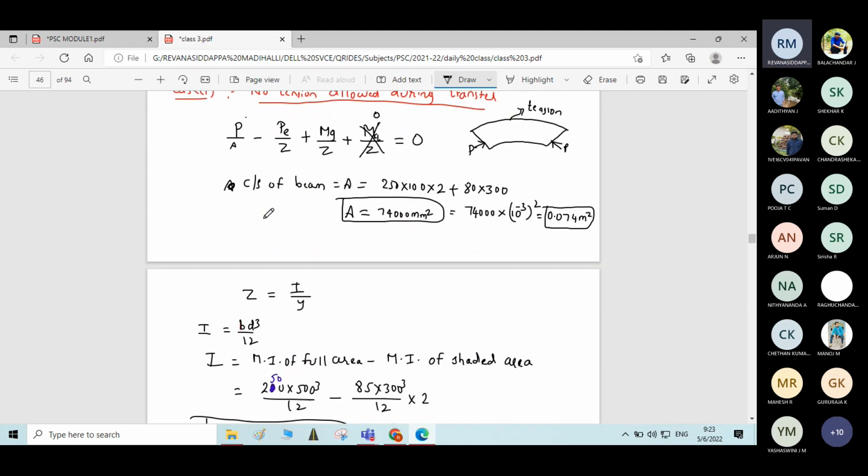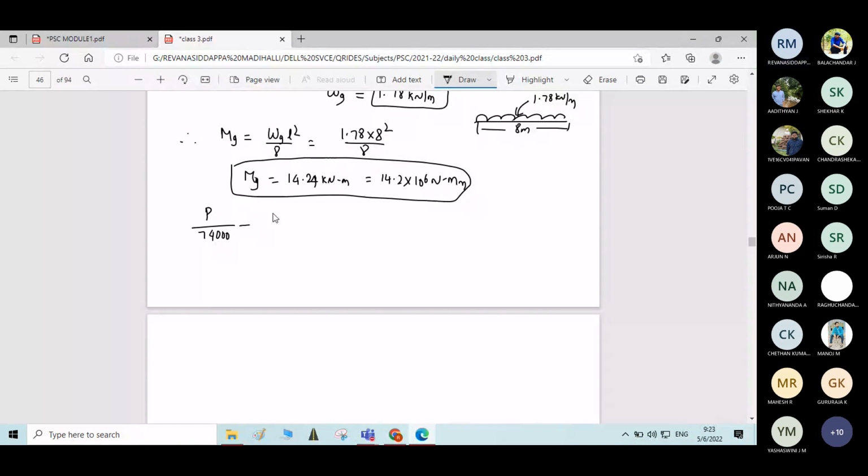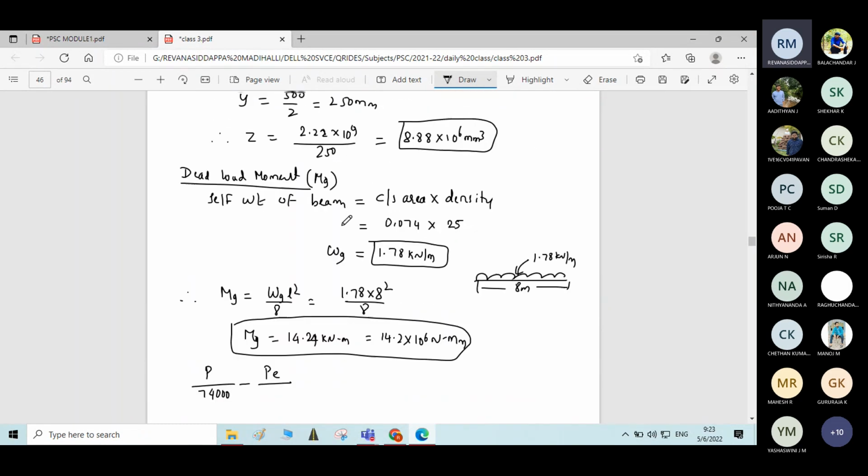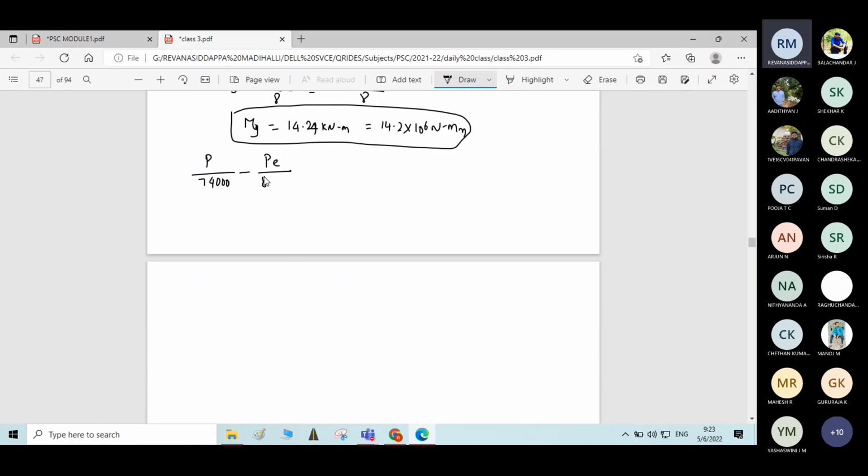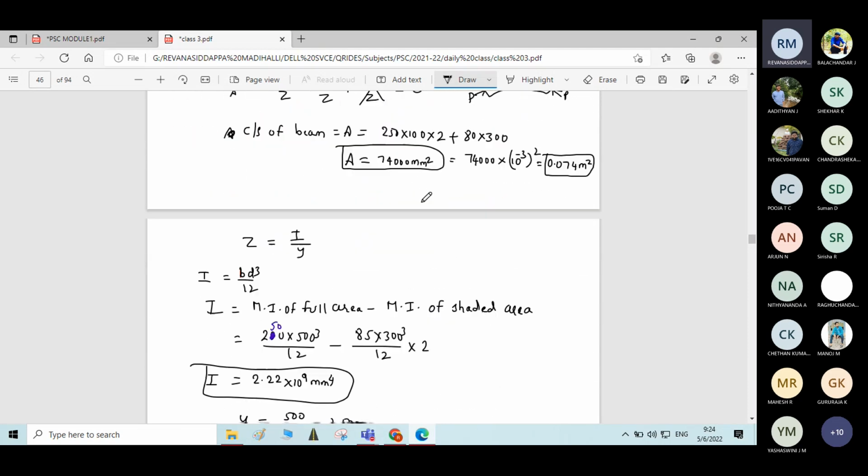After that minus PE by Z. Z is calculated. It is 8.88 into 10 power 6. Minus PE by Z plus Mg by Z. Mg is 14.2 into 10 power 6 divided by Z, which is 8.88 into 10 power 6, is equal to 0. Okay.